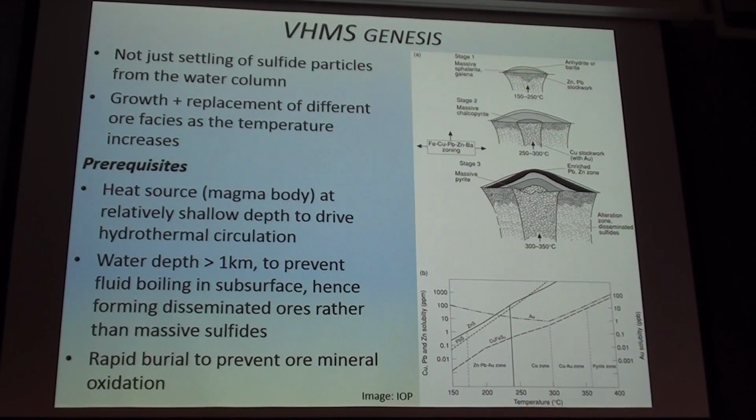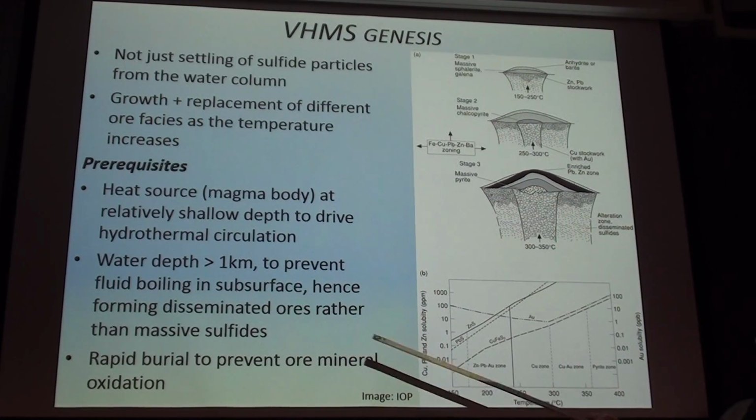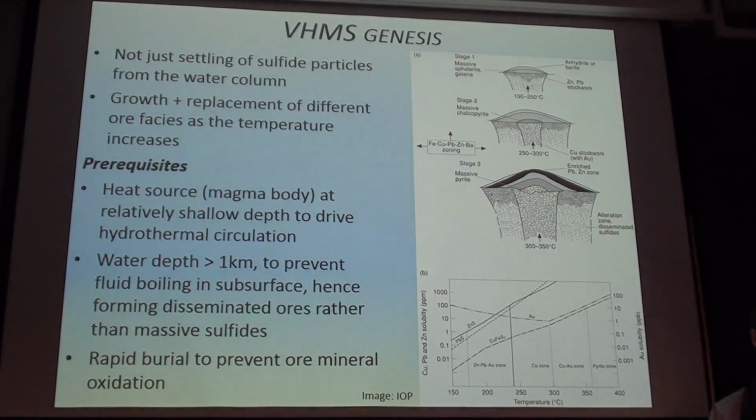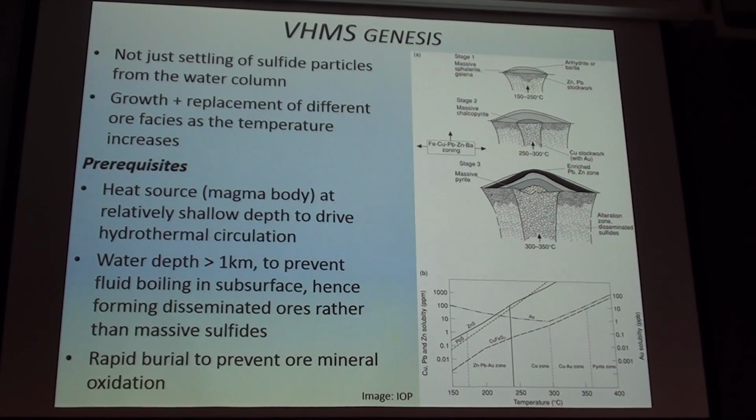So some prerequisites for this type of deposit are a heat source. Well, we need magma at some depth to drive the hydrothermal circulation. We need the water depth to be larger than 1 kilometer. Otherwise, boiling and metal separation would occur in the subsurface, and therefore you will end up with disseminated ores rather than massive ores. And we also, as I said, need rapid burial to prevent mineral oxidation.